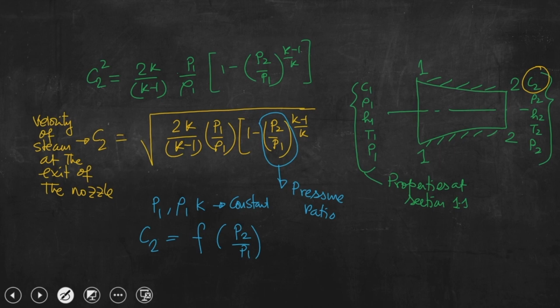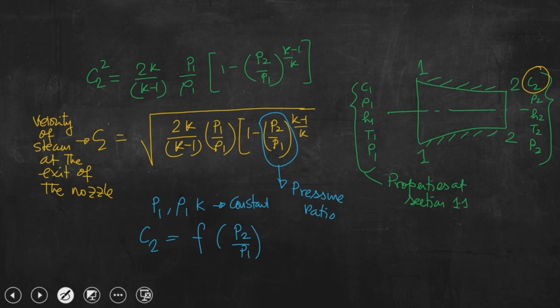When steam is entering the flow nozzle, our main objective is to increase the kinetic energy of steam, and that kinetic energy will essentially depend on the velocity of steam at the exit of the nozzle. From the expression that we have derived today, we can see that the velocity of steam at the exit of the nozzle is dependent on many parameters like pressure, density at the inlet, index of expansion, along with one particular ratio, that is the pressure ratio.